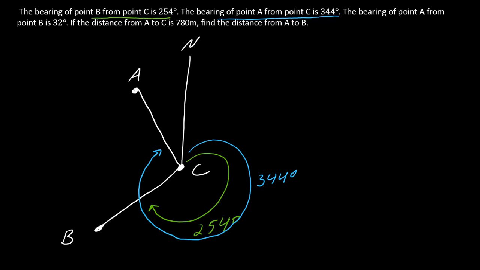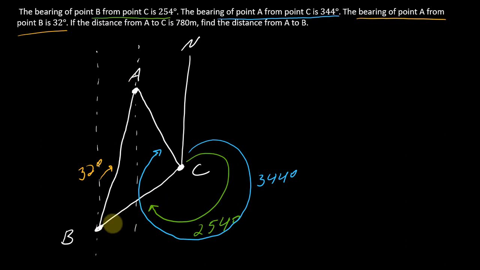Now for the next part, I'm going to put in two due north pieces here. You'll see why I'm doing this as we go along. It says the bearing of point A from point B is 32 degrees. So here's my due north that B is sitting on. From this pole, I need to go 32 degrees clockwise to get to the side of this triangle that's going to share with A. So I'm going to go 32 degrees this way to get my other side.